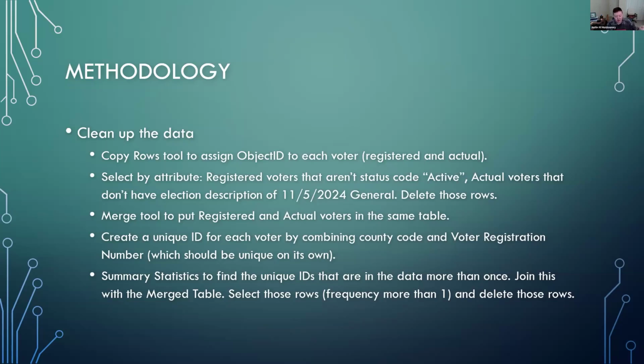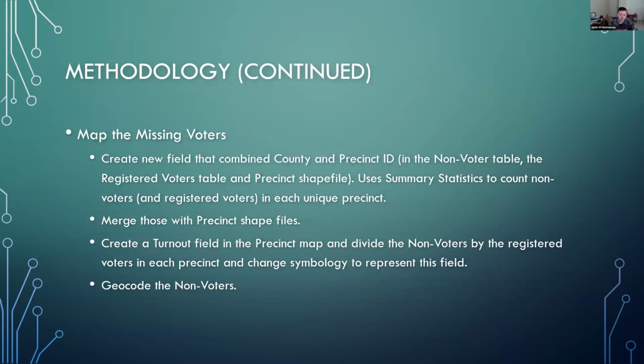Then I counted, ran a frequency of more than one of that unique ID, and deleted the ones that don't have just one. These are people that are registered voters and aren't actual voters, because if they were actual voters and registered voters in this merged spreadsheet, they would show up twice. And then I started mapping these missing voters.